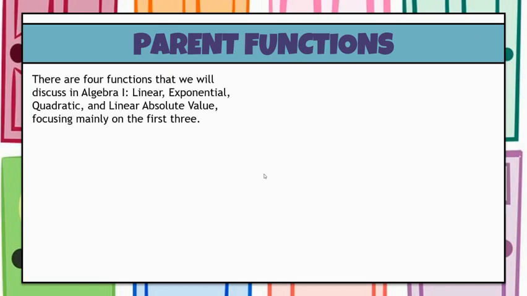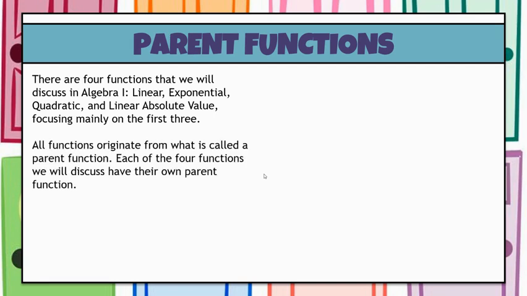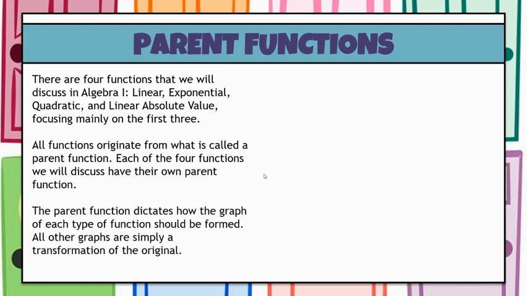Parent functions, okay? There are 4 functions that we're going to talk about today: linear, exponential, quadratic, and linear absolute value. But we're mainly going to focus on the first 3 throughout the year. All functions originate from what's called a parent function, and each of the 4 that I just mentioned has its own parent function. The parent function dictates basically how the graph started, and all of the other types of graphs are just transformations of the original version.